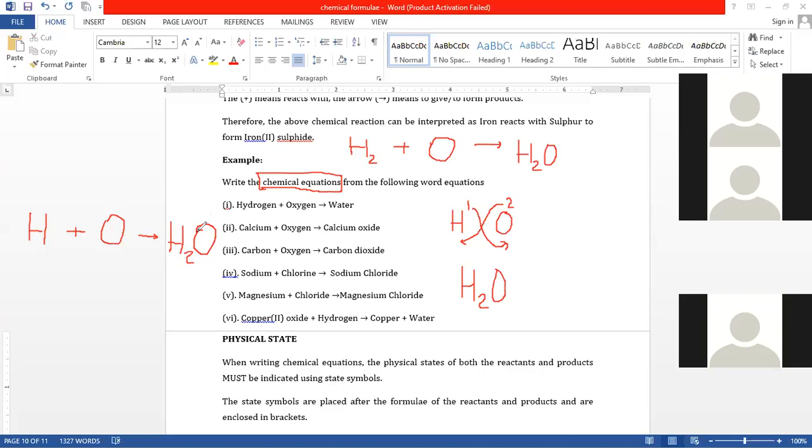And then to make the equation equal on both sides, you have to add the 2 to the H. The oxygen does have 6 valence.